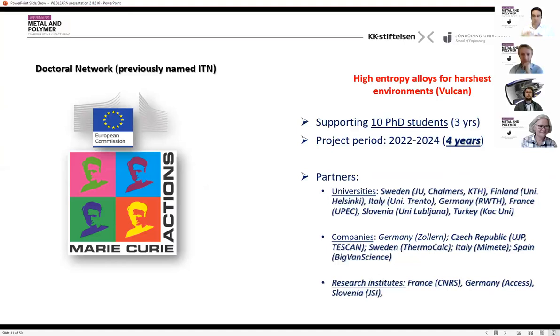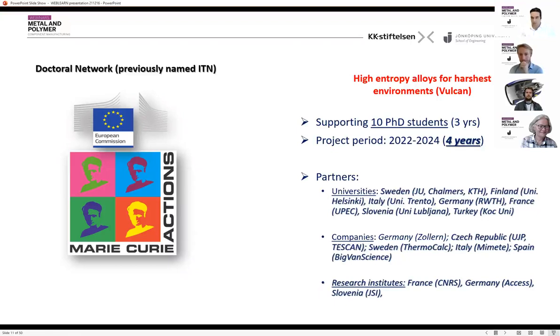We are looking at application of high entropy alloys for different environments, for example, corrosion or high temperature, high mechanical pressures and so on, loads and so on. And it's a doctoral network. We will have hopefully 10 PhD students working on this topic for 3 years. And as you see, we have around 18 partners in this project.